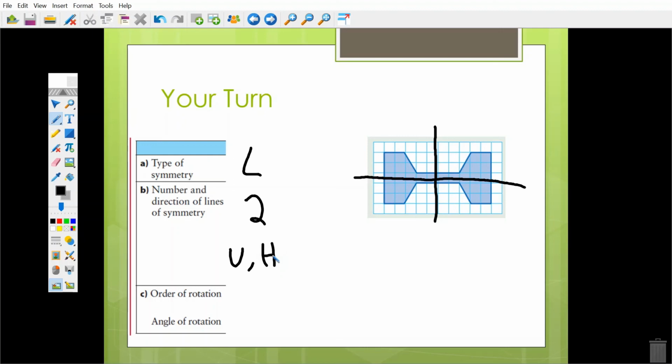Now the order of rotation is 2. It'll look like itself when it's upside down, and then once more when it gets back to the beginning. So the order of rotation would be 2. The angle of rotation would be 360 divided by 2, which would be 180 degrees.